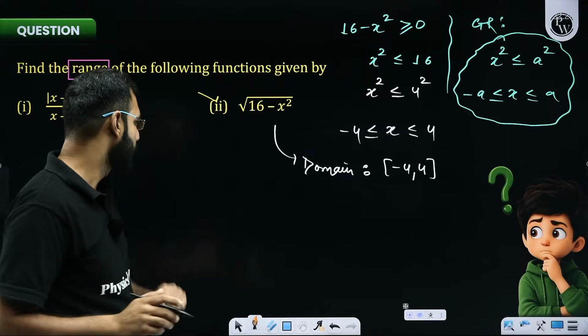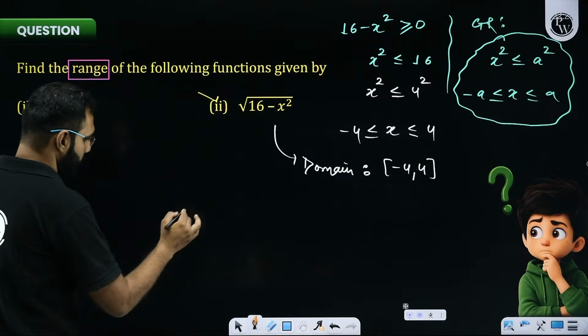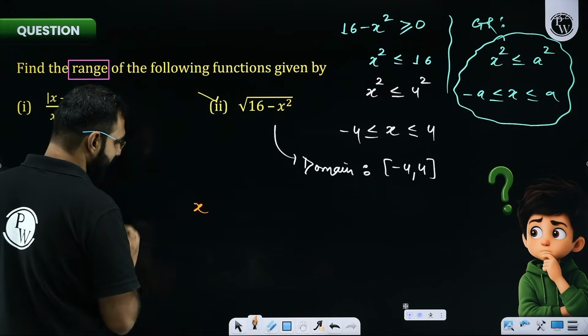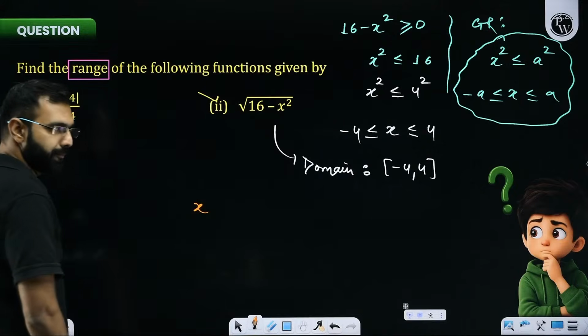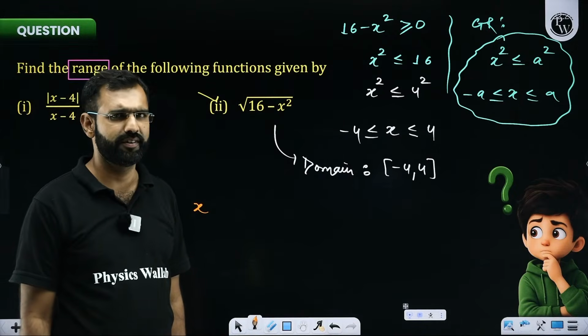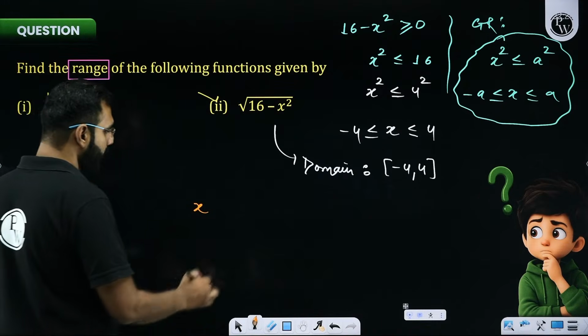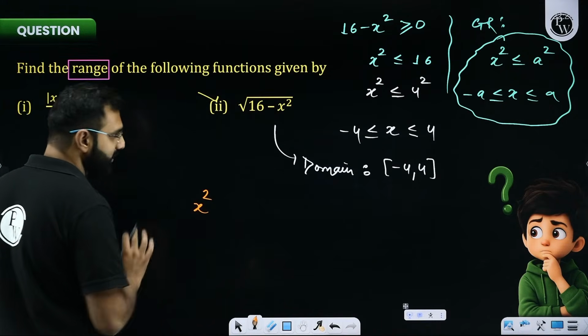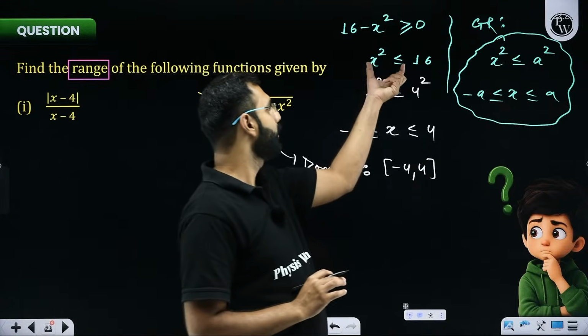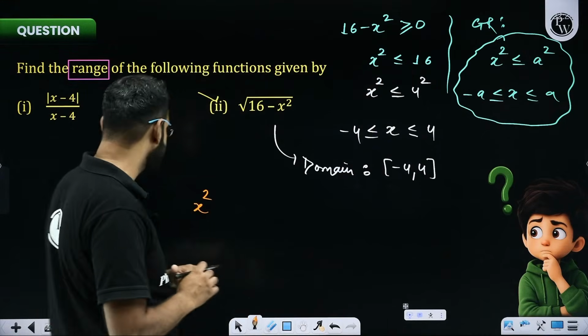Okay, so let's begin with this data. X I know is from minus 4 to 4. So what I know about x square is, if x is from minus 4 to 4, what I know about x square is, sir, it is always less than or equal to 16.